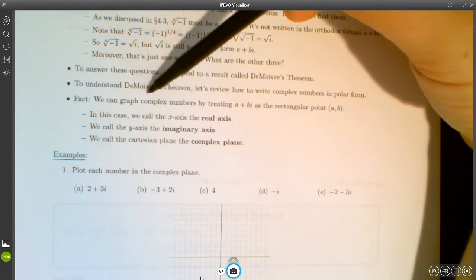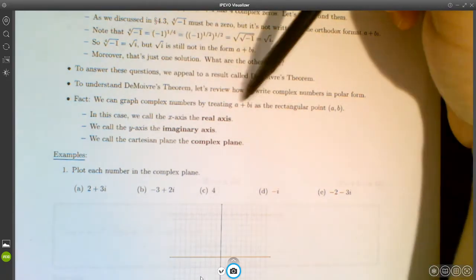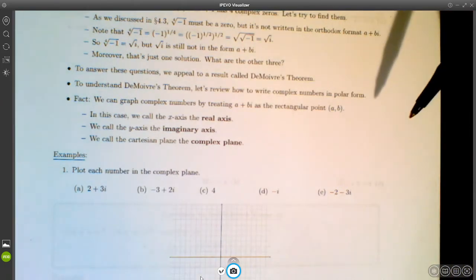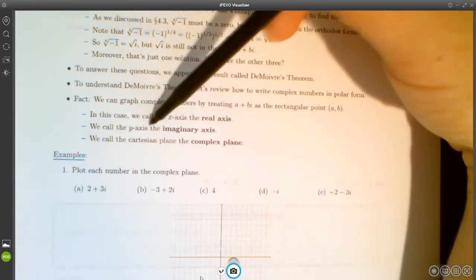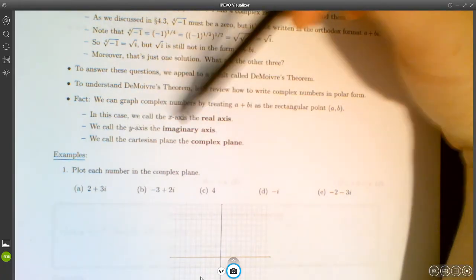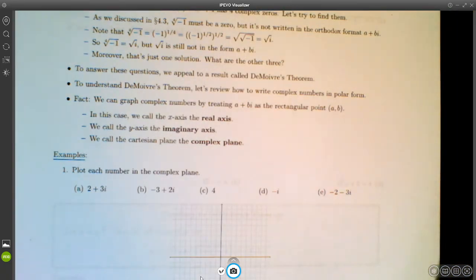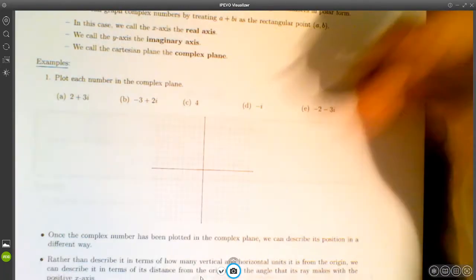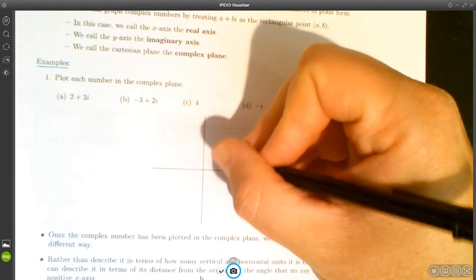So first of all, we can graph complex numbers in the rectangular plane by treating a plus bi as an ordered pair, (a, b). In this case, we call the x-axis the real axis, and we call the y-axis the imaginary axis. The Cartesian plane, we call it the complex plane. But really, it's just a matter of graphing ordered pairs. So for example, 2 plus 3i would correspond to the point (2, 3).